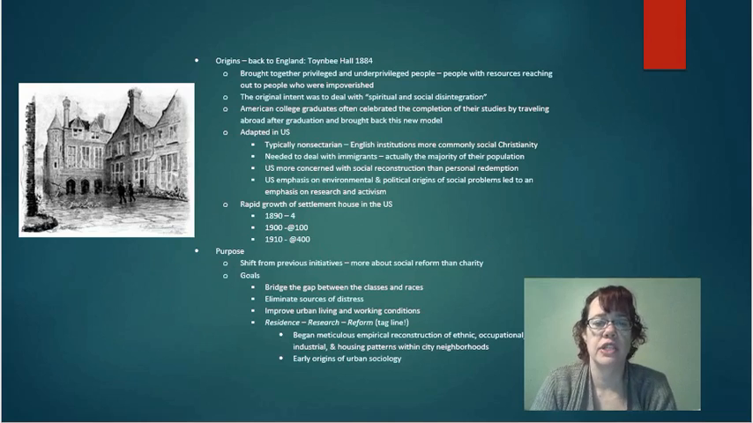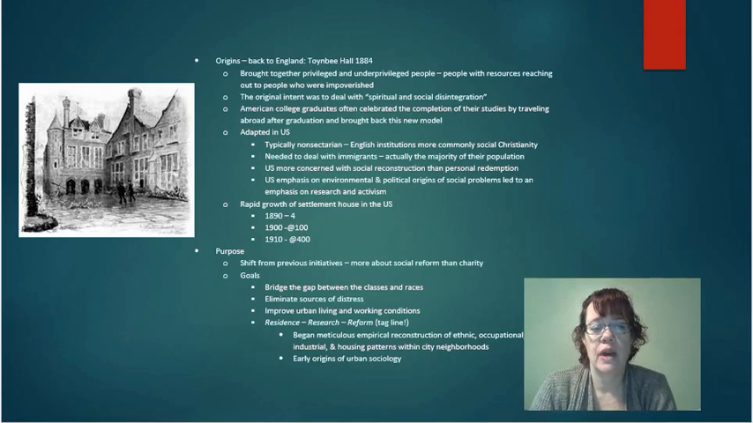Okay, so the origins of the settlement house go back to England, and that's Toynbee Hall in 1884. It brought together privileged and underprivileged people, people with resources reaching out to people who were impoverished. The original intent was to deal with spiritual and social disintegration. American college graduates often celebrated the completion of their studies by traveling abroad after graduation. So then they brought this model back to America.